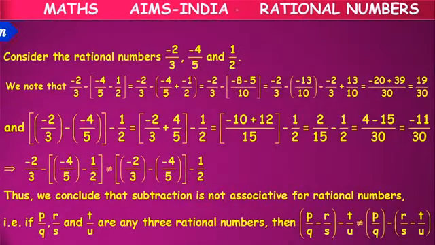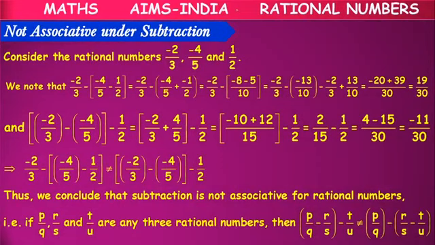Next children. Let's see another example. Now I am taking three rational numbers. What we are doing is subtracting three of them.